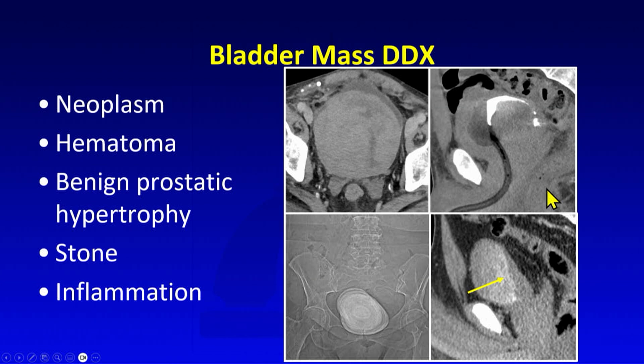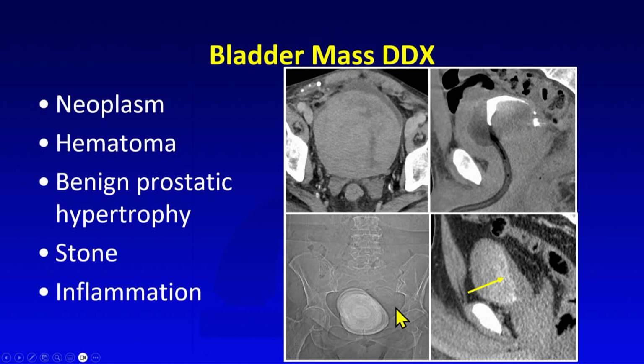Not all bladder masses are tumors, so there is a differential. We can get hematomas, but if we see a big bladder hematoma, obviously in the back of our minds, we also need to think about, is there a tumor hiding there that's causing the big hematoma? BPH can simulate the appearance of a bladder mass, and sometimes ultrasound or MRI can help you make that distinction and see how it connects to the rest of the prostate.